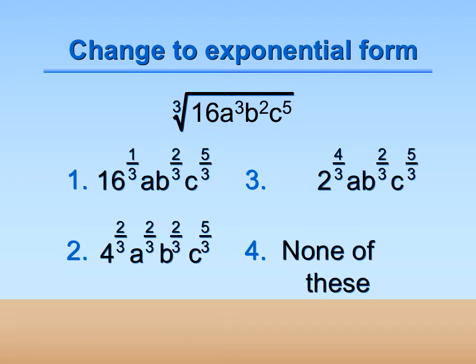Okay, so then I take my index, my 3, and I'm going to put it as my denominator. So it becomes 2 to the 4 over 3, a to the 3 over 3, which is the same as just saying a to the 1, or a. Then I've got b to the 2 over 3, and c to the 5 over 3. So that answer would be number 3.